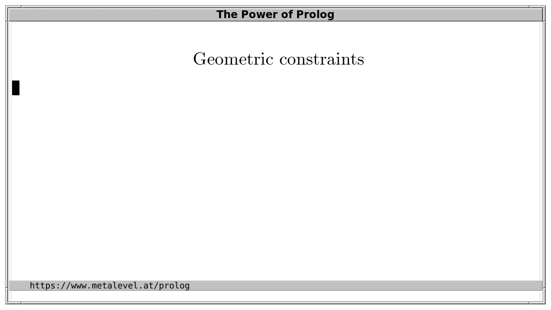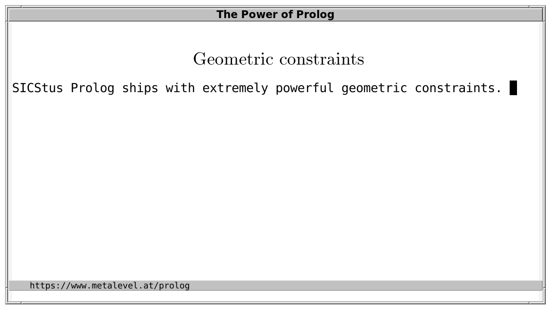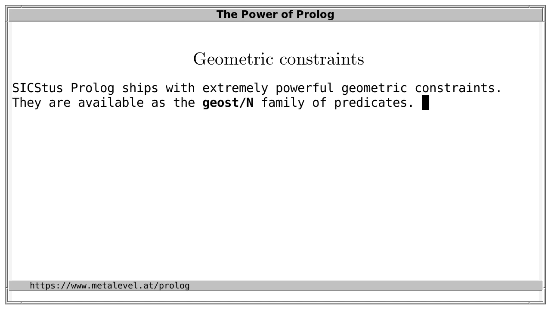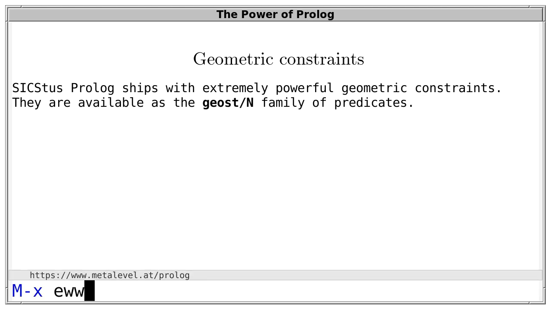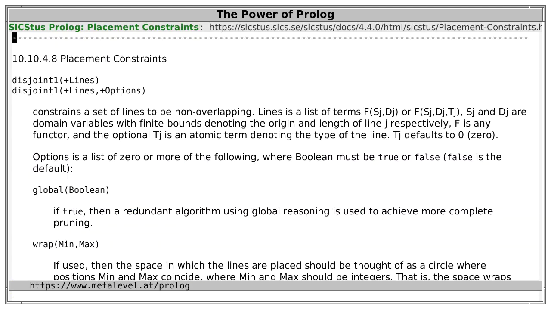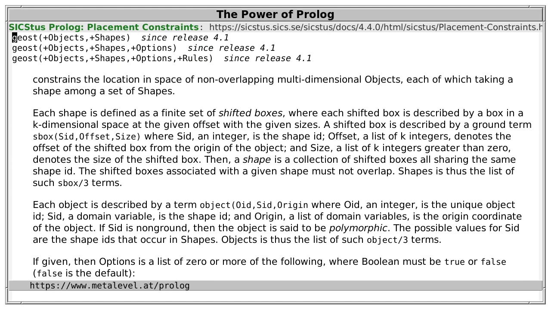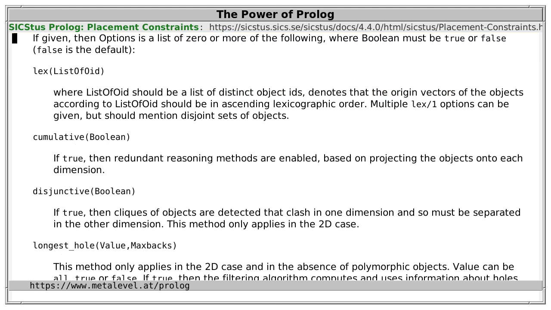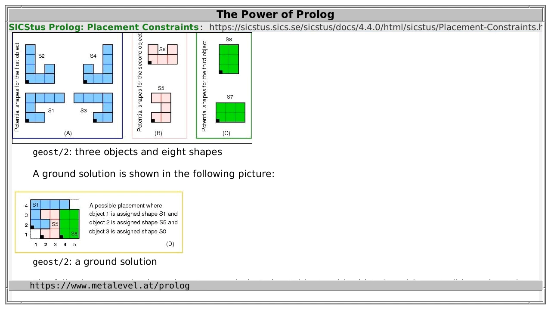Well, the good news is that there are dedicated predicates that let us conveniently express such tasks. Especially SICStus Prolog ships with extremely powerful geometric constraints, most notably the geost family of predicates. We can find it online, and here's the documentation. There are other constraints too, such as disjoint, and geost is the most powerful. It constrains the location of non-overlapping multidimensional objects, each of which can take a specified shape. So that's exactly what we need to express domino tilings. Non-overlapping objects. There are also many options and also a usage example.